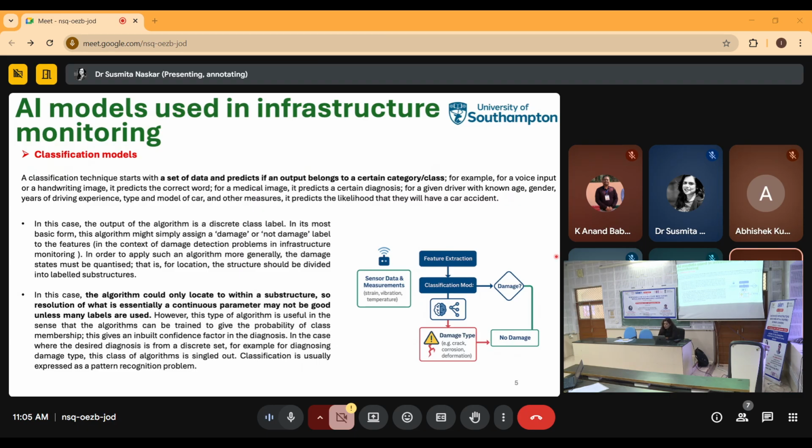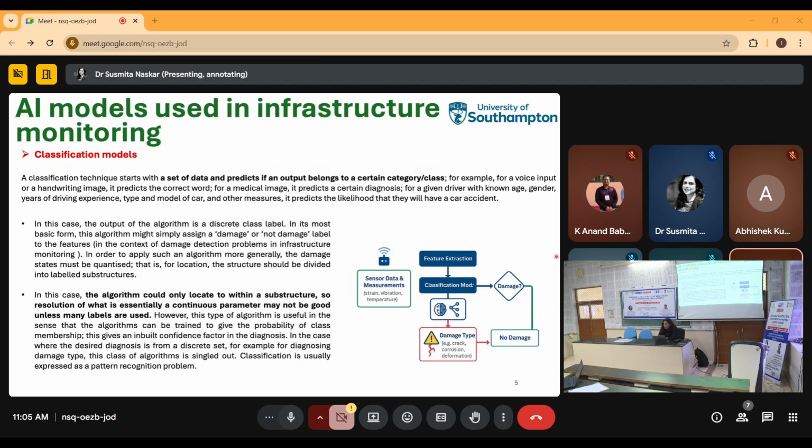In its most basic form, this is how it works in infrastructure monitoring. The model outputs are discrete class labels, and in our context, it might simply label a section of infrastructure as damaged or as healthy, non-damaged. However, the approach we try to use for this classification model is to work on a larger scale.